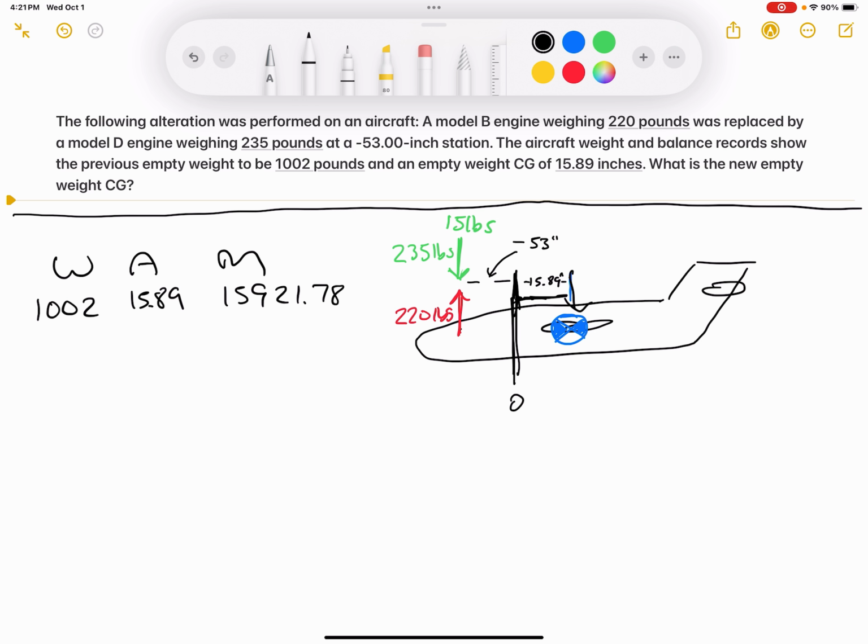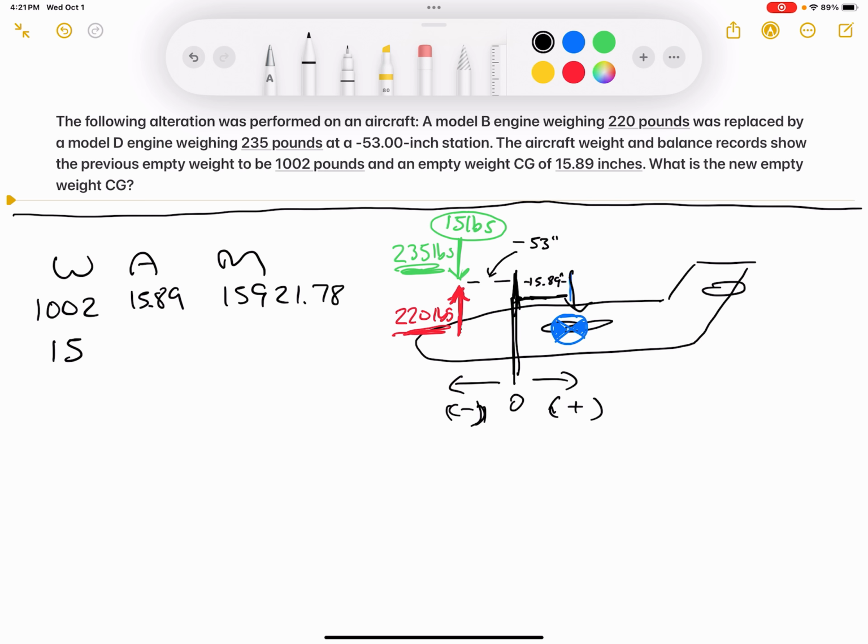Then we know that what we've done is we've removed 220 pounds of weight, but what we did was add in 235 pounds. So after both of those, what we've really done is just added 15 pounds of weight to this aircraft. So we're going to go with 15 pounds of weight added. With added, that's going to be a plus. We know that anything forward of the datum is going to be a negative sign. Anything aft of the datum is going to be a positive sign.